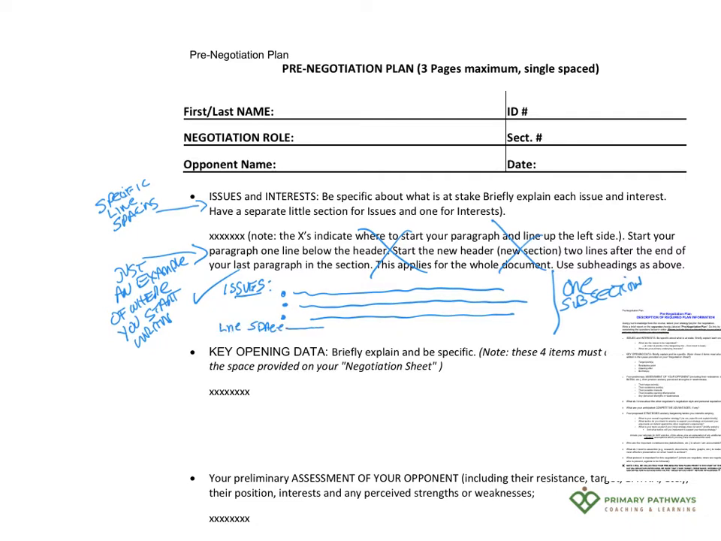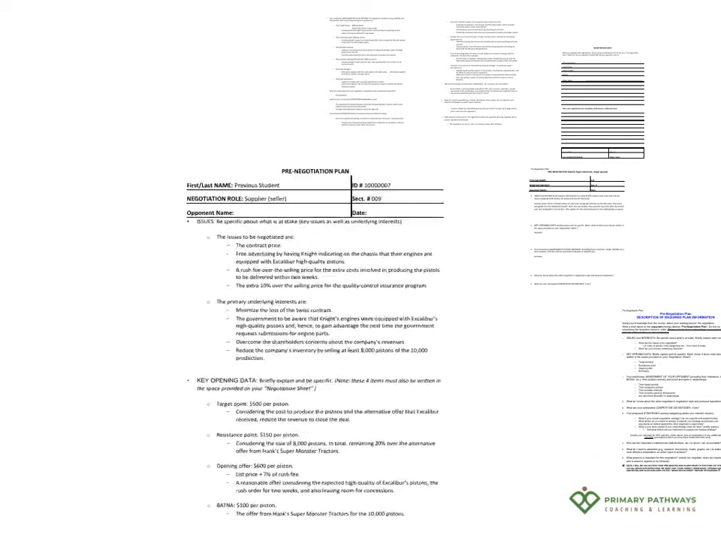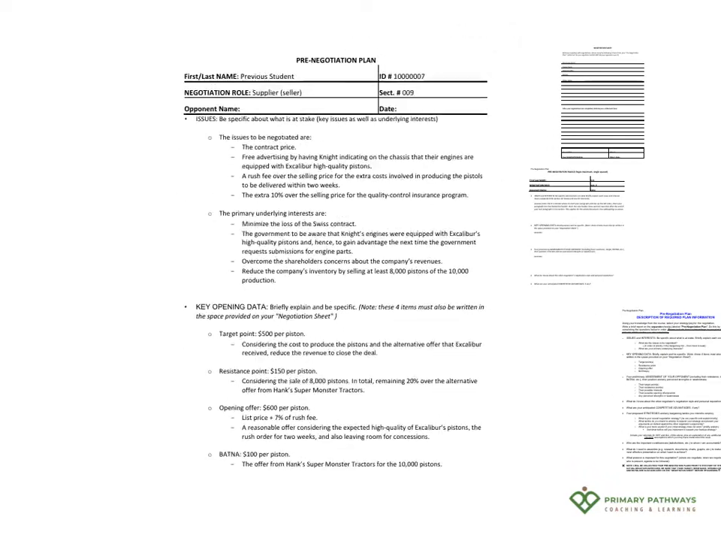In the same way that we did our issues, we're going to do our interests. So we can start with one bullet point. We state the interest clearly and explain it over a couple of lines. Shouldn't need more than that. And then we go on to the next one, just like we did with the issues, and create a new subsection of interests. Let's take a look now at an example from a plan created by a previous student who got an A for her assignment.